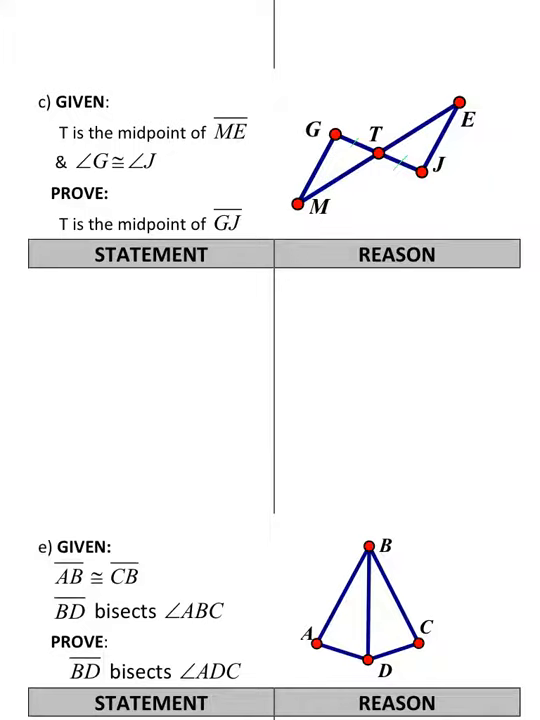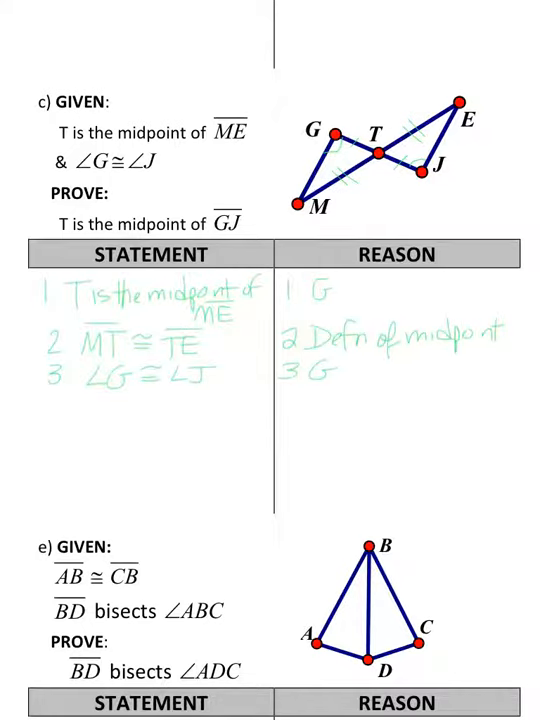So if T is the midpoint of line segment ME, then we have that line segments MT and TE are congruent. And then again, we were given that angle G and angle J are congruent. So I'm going to go ahead and list that in the proof. So I went ahead and wrote those three statements down. From T as the midpoint, I could state line segments MT and TE are congruent, definition of midpoint, and then I stated my other given.